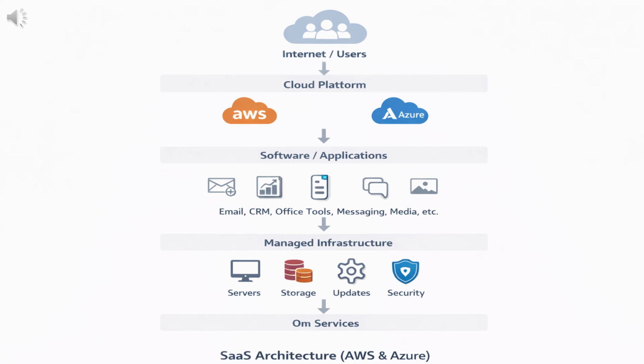Step 4: Infrastructure, background. Below the platform is the infrastructure layer. Explanation: This includes servers, storage, and networking, but users do not see or manage it. Real-time example: All data and application processing happen in cloud servers.